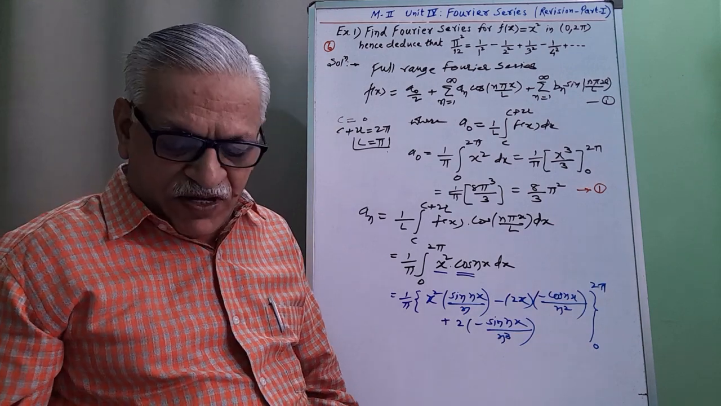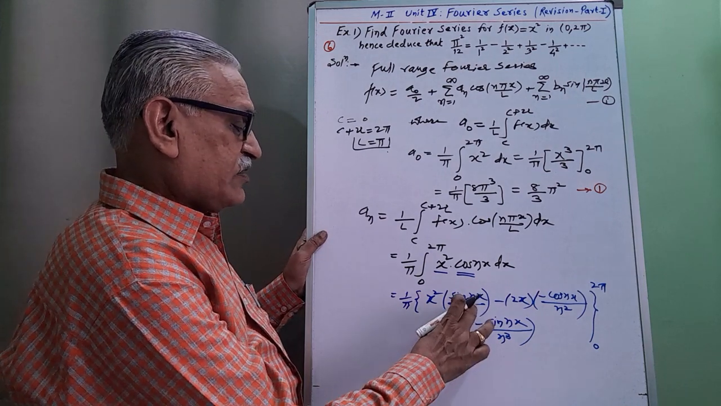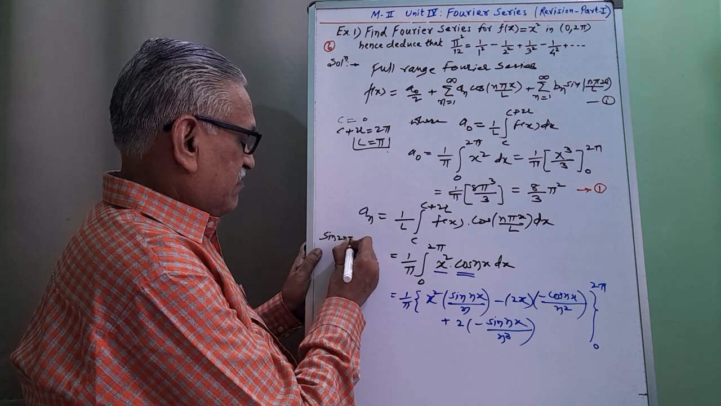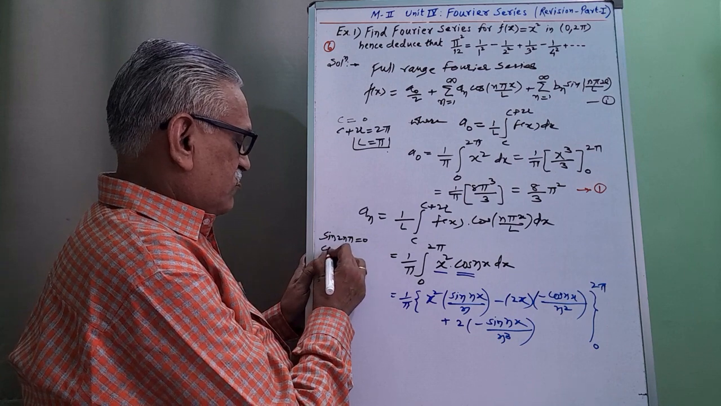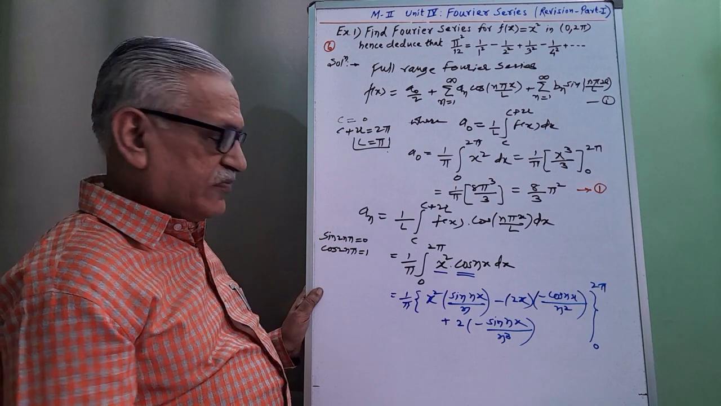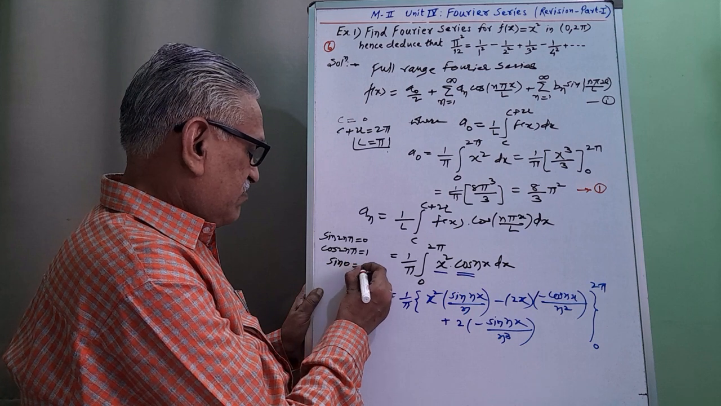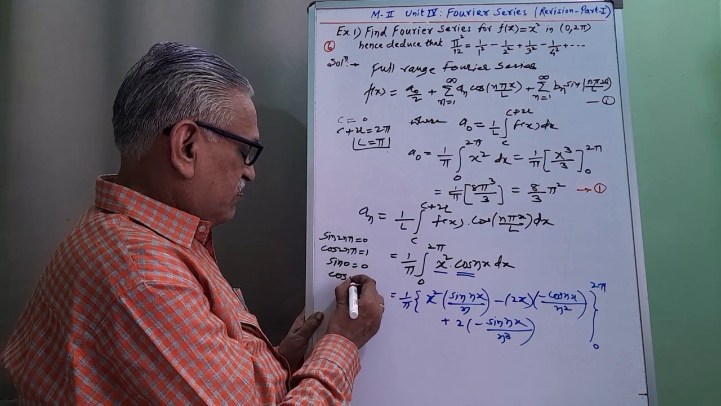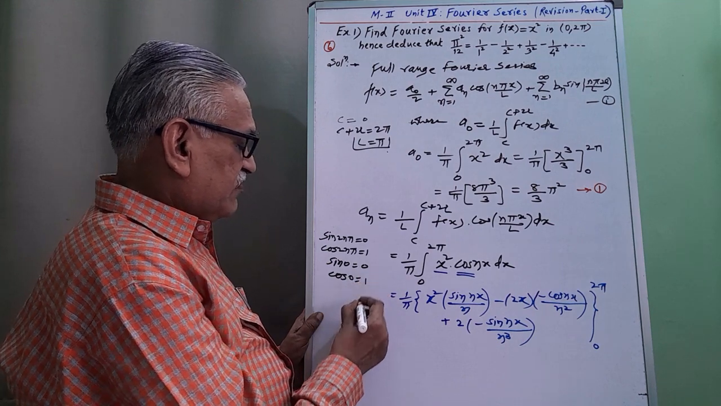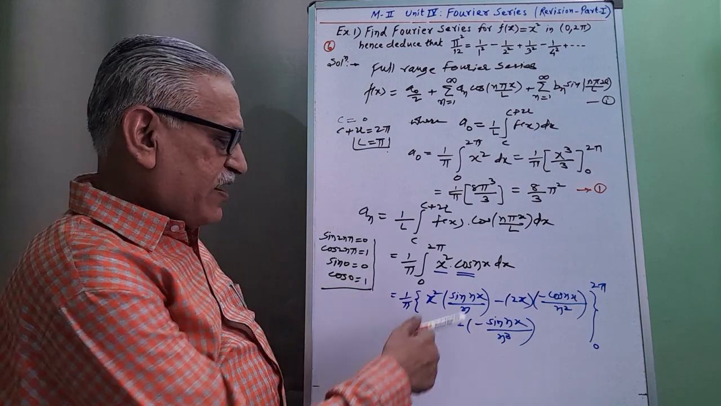Substituting the upper and lower limit. Upper limit as 2 pi and lower limit as 0. And we know the values. Sine 2n pi is 0. Cos 2n pi is 1. Then sine 0 is 0. And cos 0 is 1. We require all these values.